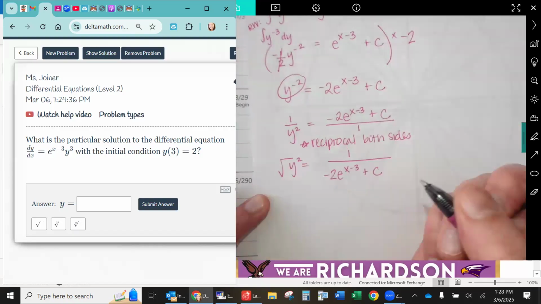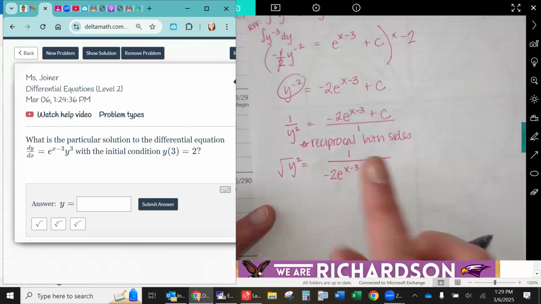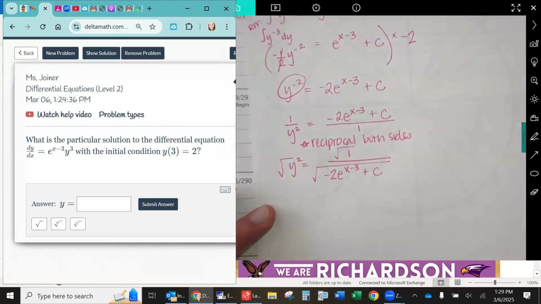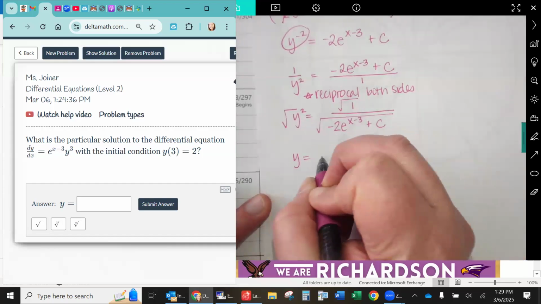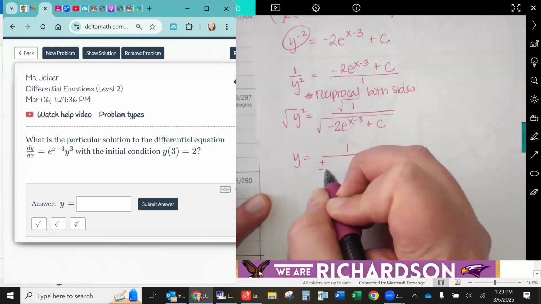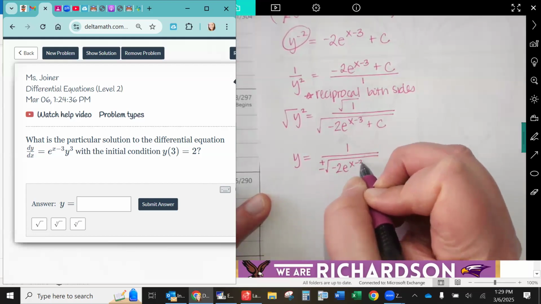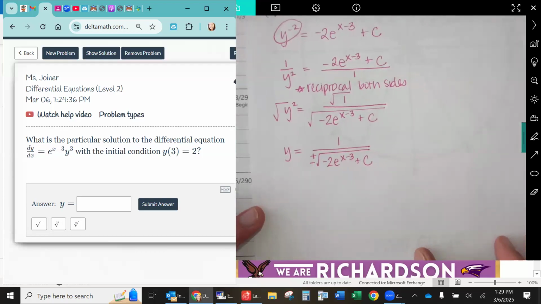The root. And when you square root a fraction, remember, you're just square rooting the top and the bottom. Thankfully for us, the top is a 1. What happens when I square root a 1? It's going to stay a 1. So I have y equals 1 over plus or minus the square root of negative 2e^(x-3) plus c. That would be your general solution.